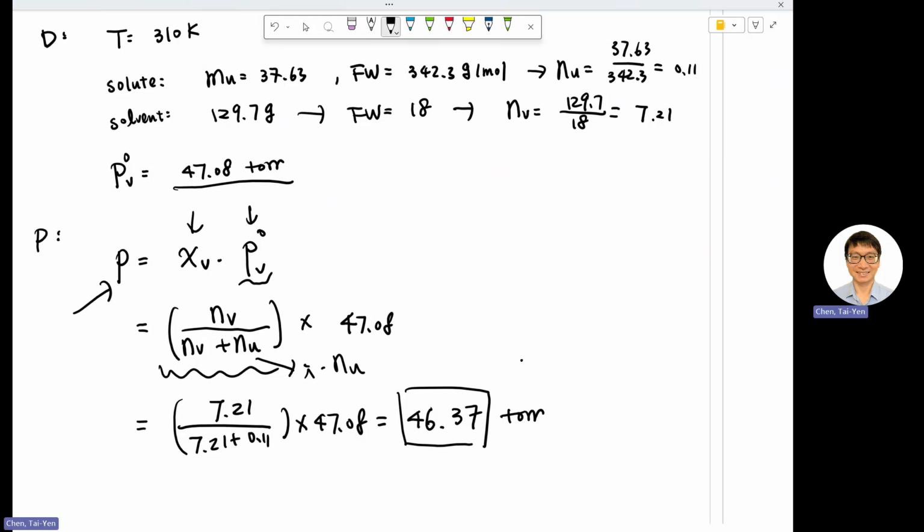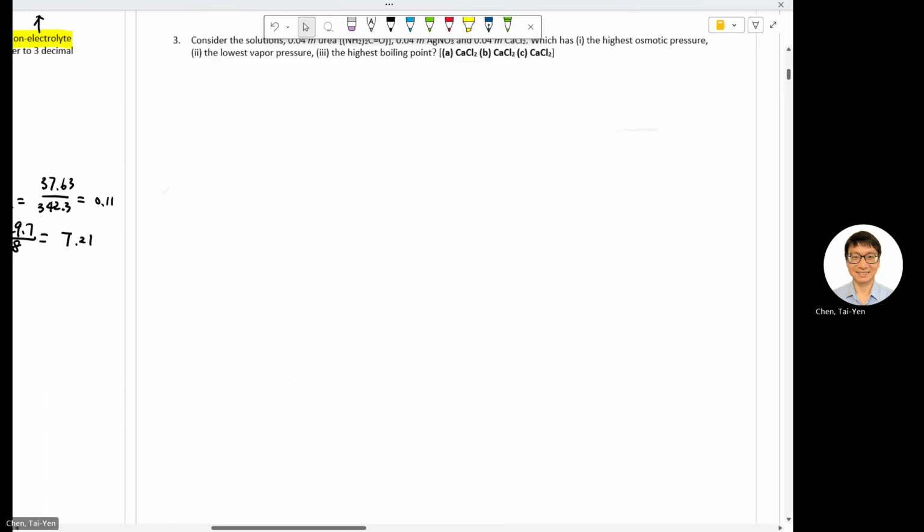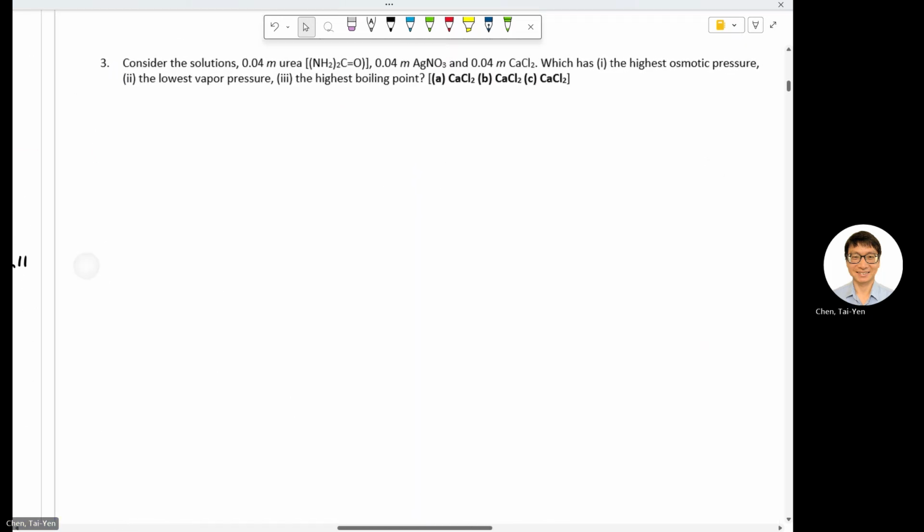All right, question number 3. Consider the solutions. You have 0.04 m urea, 0.04 m AgNO3, 0.04 m calcium chloride. Which has the highest osmotic pressure, the lowest vapor pressure, and the highest boiling point? What are the keywords here?